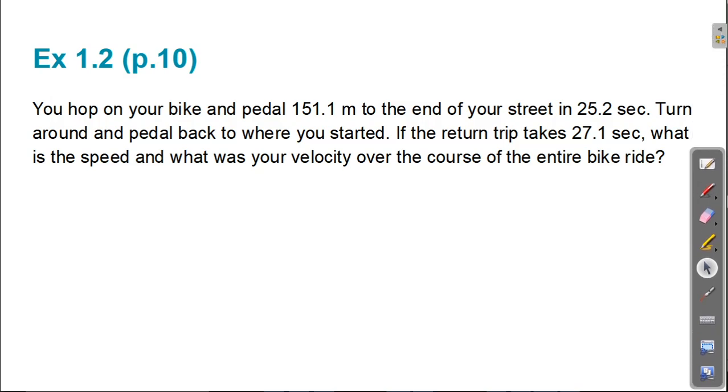So let's see if I can get this out of the way. Example 1.2 says, on page 10, you hop on your bike and pedal 151.1 meters to the end of your street in 25.2 seconds. Turn around and pedal back to where you started. If the return trip takes 27.1 seconds, what is the speed and what was your velocity over the course of the entire bike ride? Okay, let's solve this one.